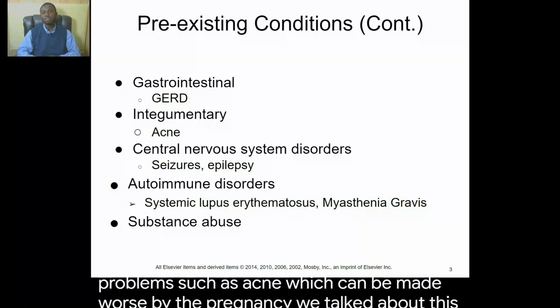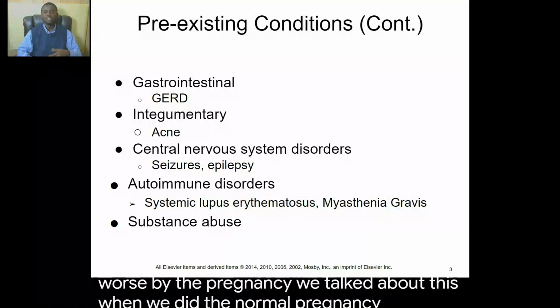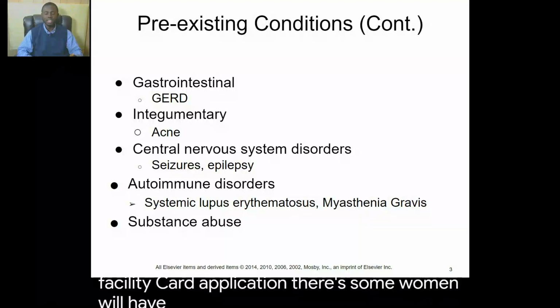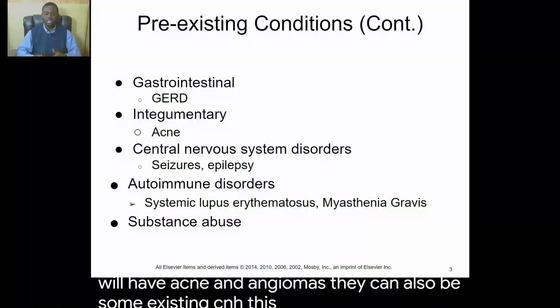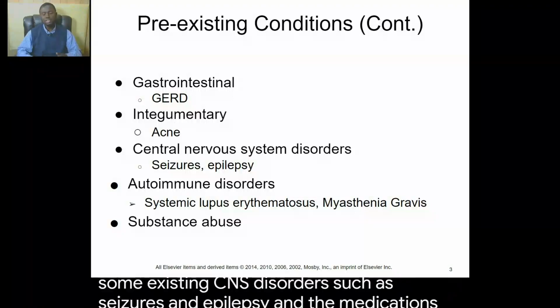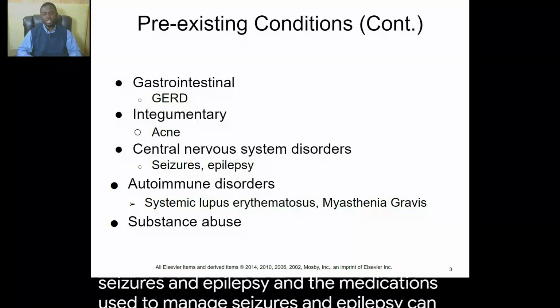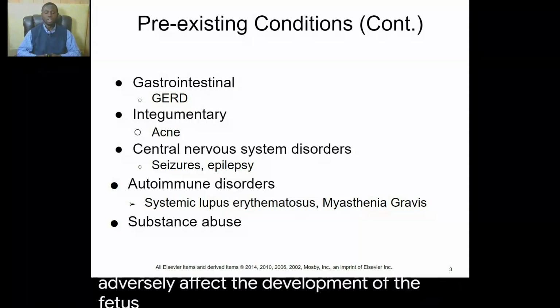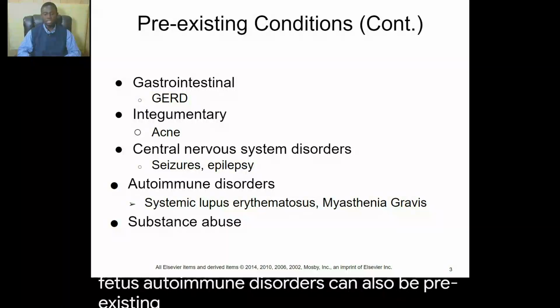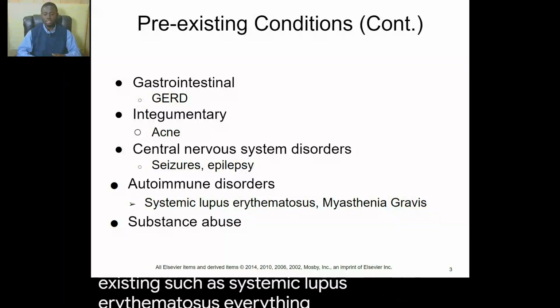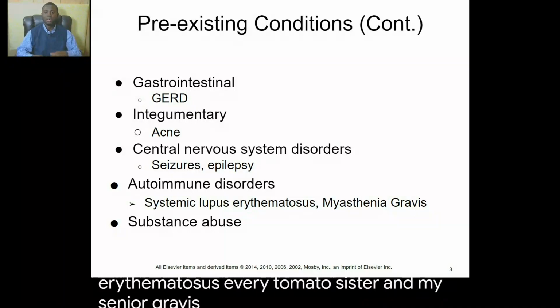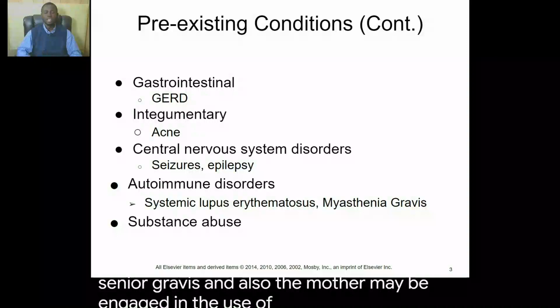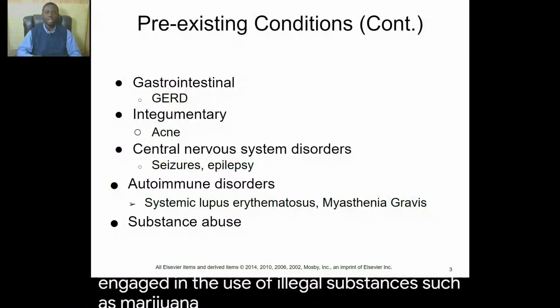We talked about this when we did the normal pregnancy and physiological adaptation, that some women will have acne and angiomas. There can also be some existing CNS disorders such as seizures and epilepsy, and the medications used to manage seizure and epilepsy can adversely affect the development of the fetus. Autoimmune disorders can also be pre-existing, such as systemic lupus erythematosus and myasthenia gravis. And also, the mother may be engaged in the use of illegal substances, such as marijuana, which is now legal in some states, and the use of crack cocaine or methamphetamines.